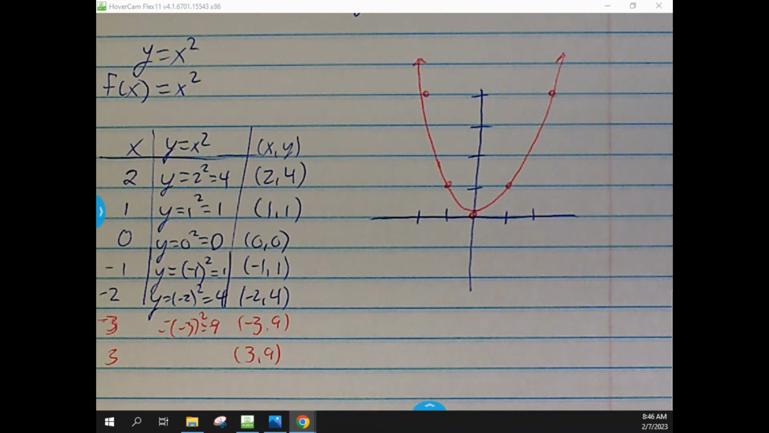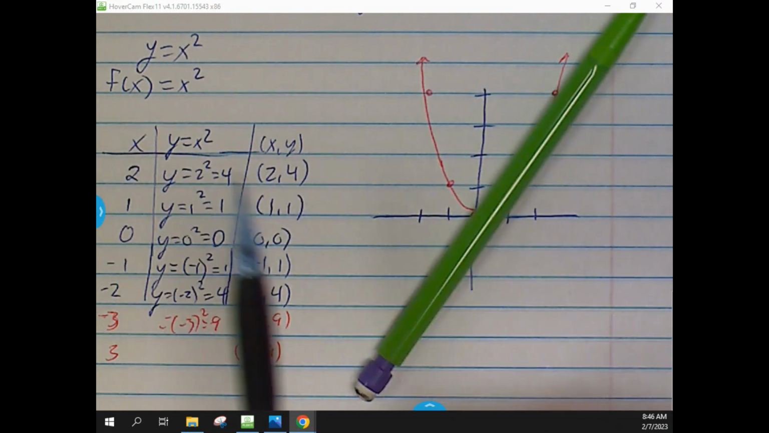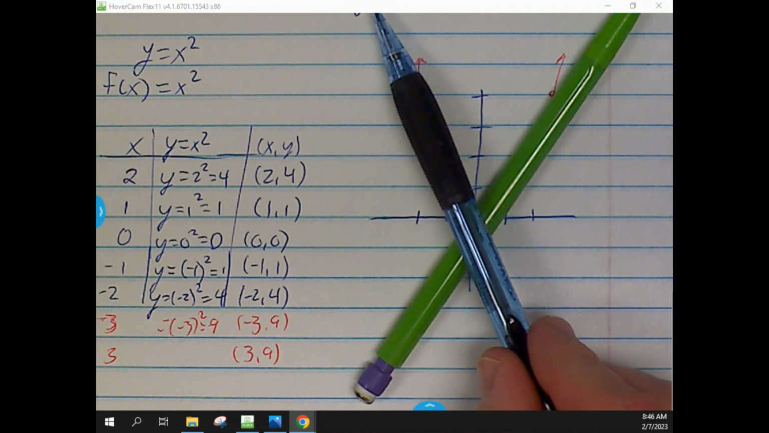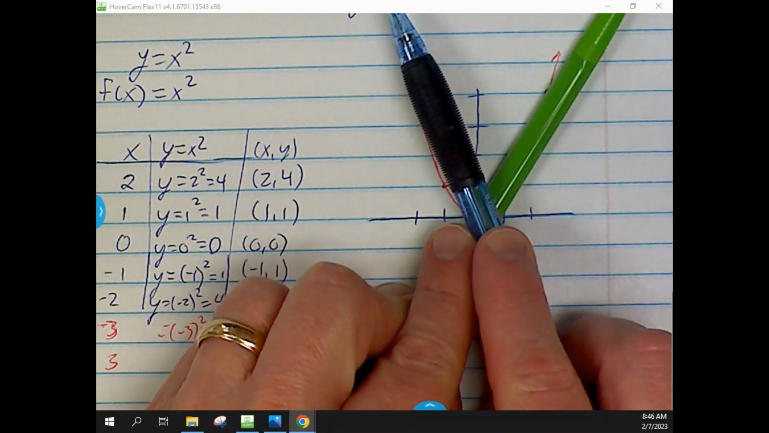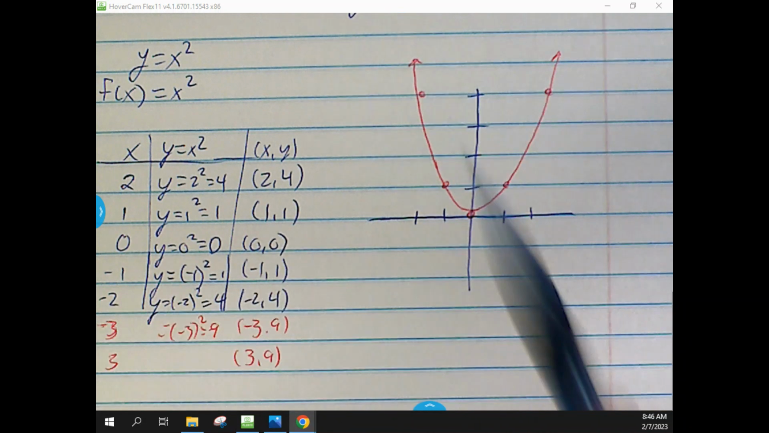All right, so when we did absolute value, it was a V-shaped graph that was at 0, 0. We were just looking at that part of it. Parabolas, when we do x squared, it's a parabola. It's a U-shaped graph.